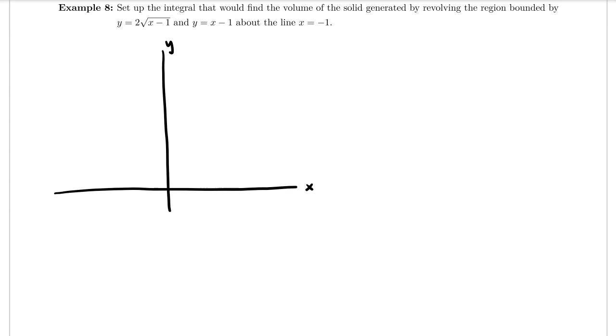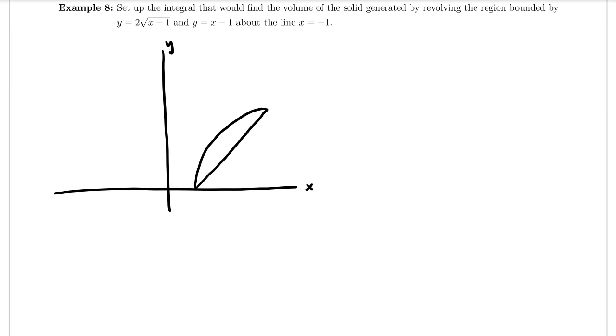So let's go ahead and draw a quick sketch of what we have here. For 2 times the square root of x minus 1, the parent graph of y equals the square root of x is shifted right 1 unit, and it also is being vertically stretched by a factor of 2. So maybe it looks something like that. And then x minus 1 has a slope of 1 and a y-intercept of 0, negative 1. And they should intersect somewhere looking like that.